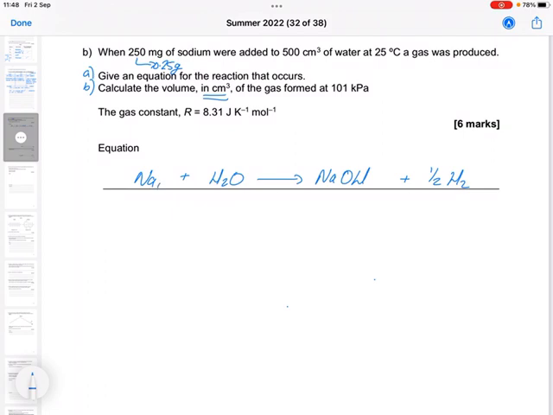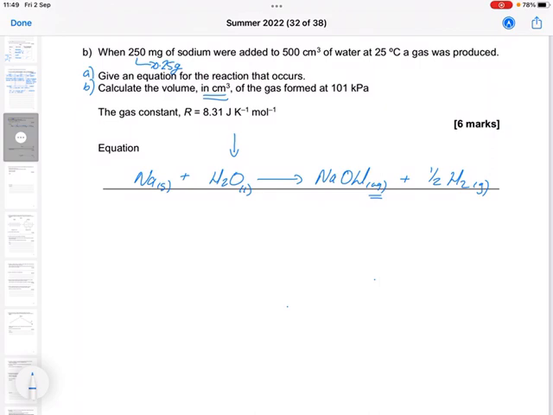State symbols will be good, but on the mark scheme not necessary. It's always good to put state symbols in because if they're not required, they won't be marked even if you get them wrong. If they are required, obviously you're in the habit of writing state symbols. As the sodium hydroxide forms, it will dissolve in the water that we've got here, which is why the state symbol here is aqueous. Okay, so that's the equation.